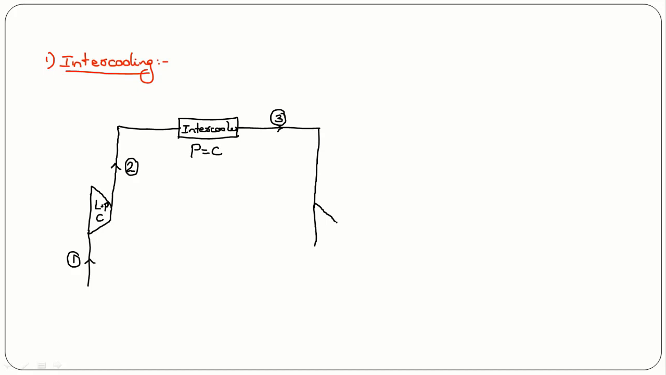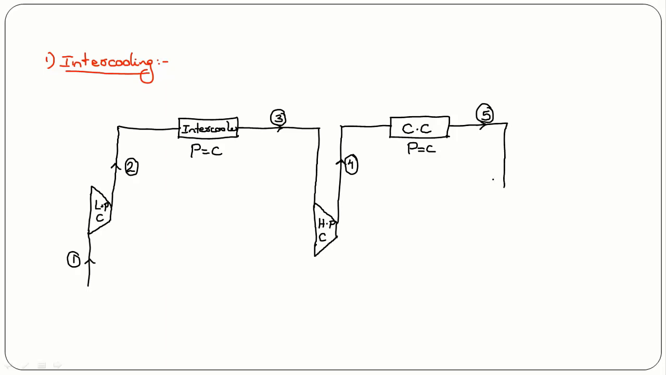Here the air is further compressed in another compressor, which we call the high pressure compressor. In this high pressure compressor the air gets compressed and comes out at condition 4, and now it enters the combustion chamber. In the combustion chamber, heat is added at constant pressure, and as a result the temperature increases. Now this high temperature, high pressure air enters a turbine.